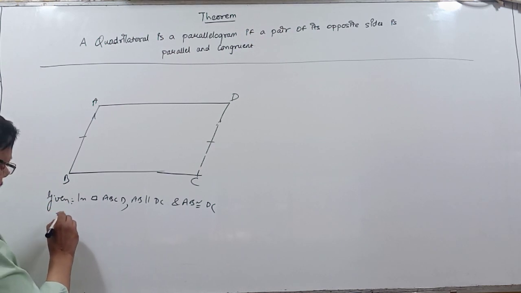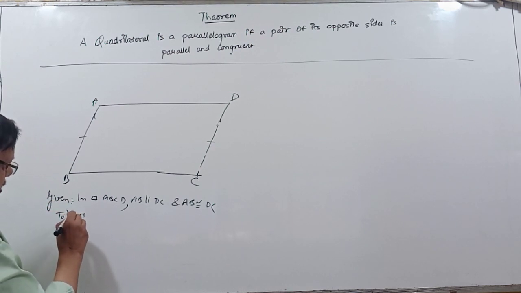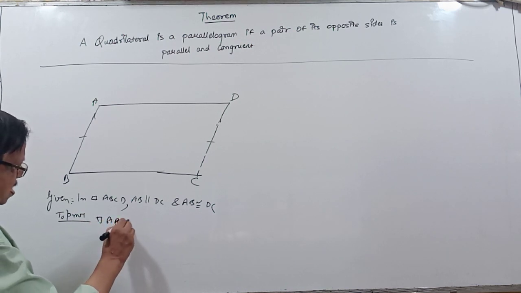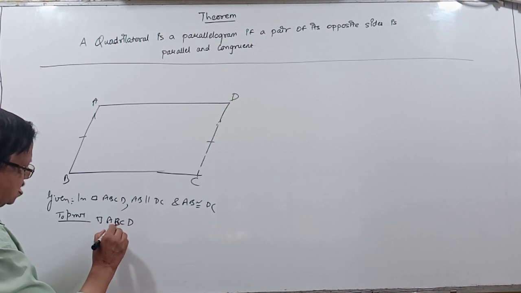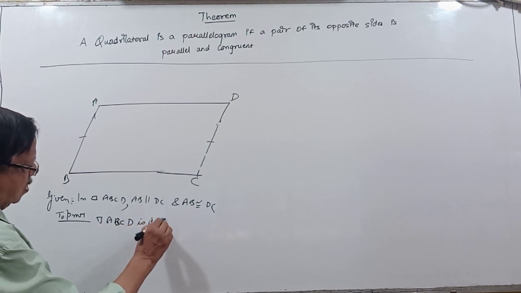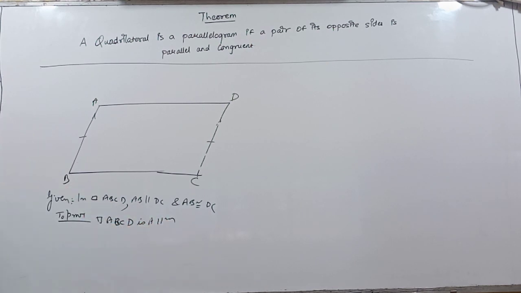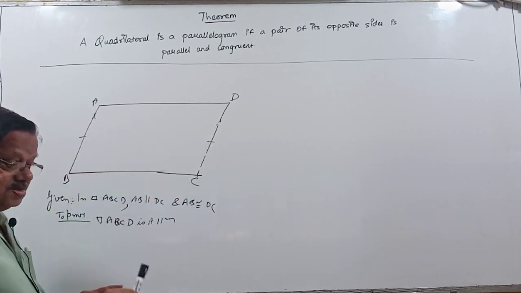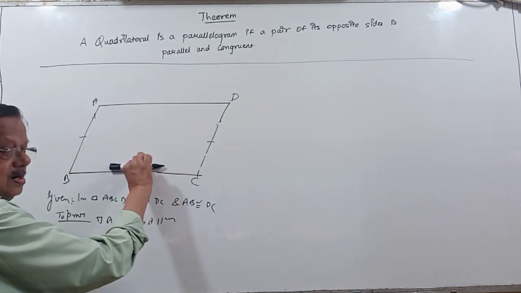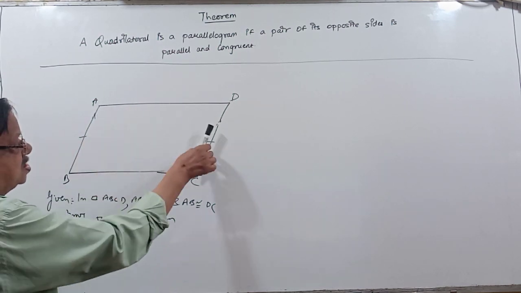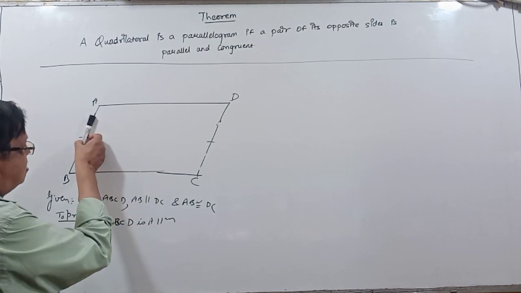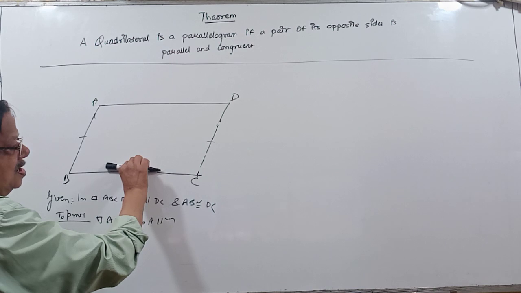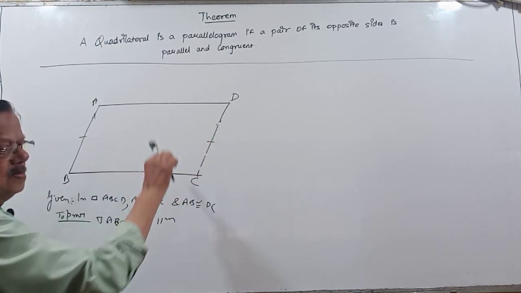To prove: quadrilateral ABCD is a parallelogram. This is what we have to prove. Look, already it is given that two sides are parallel, now we only have to prove that these two are parallel. Then it is done: opposite sides are parallel, it's a parallelogram. Already this is parallel to this, given. We have to prove this is parallel to this, then automatically the quadrilateral will become a parallelogram.